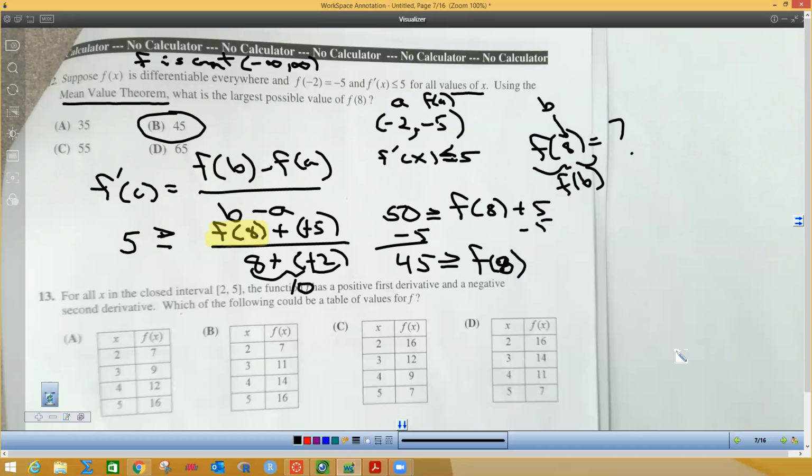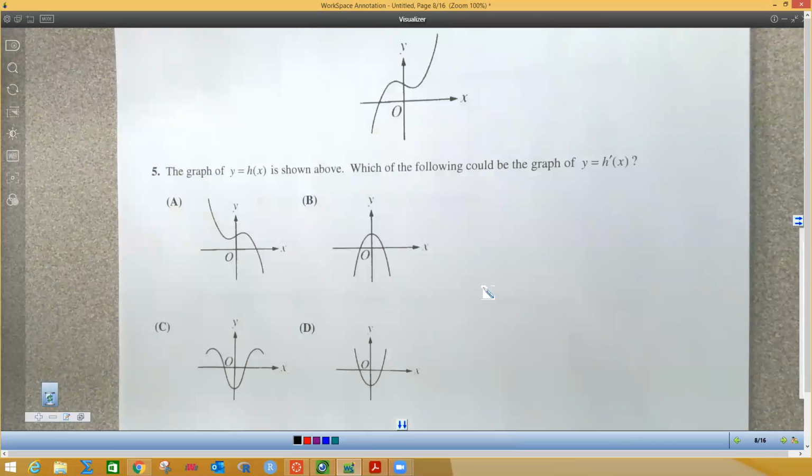We're going to go on to number 5 now. Number 5 says, here's the graph of h of x. So this graph up here is h of x. Which of the following is the derivative of h? Okay, well, we have to think about some things that we know about derivatives.